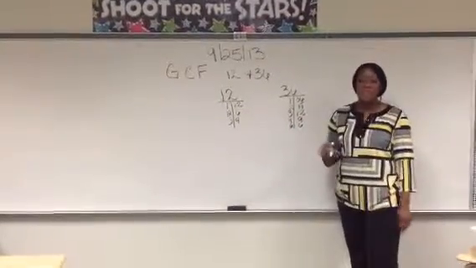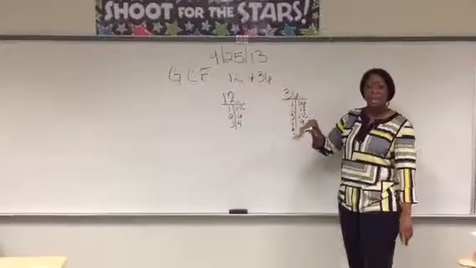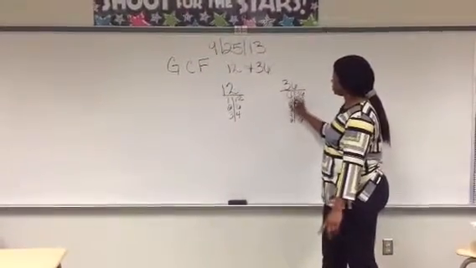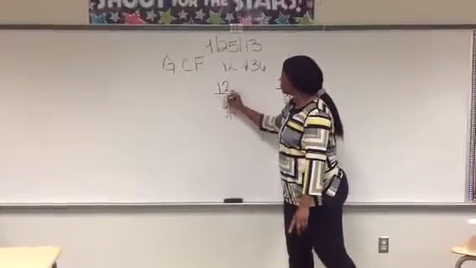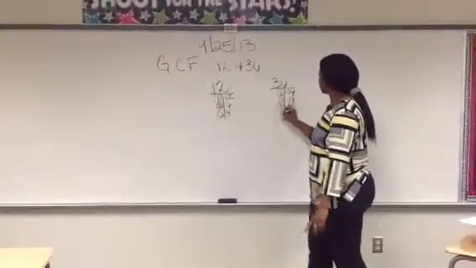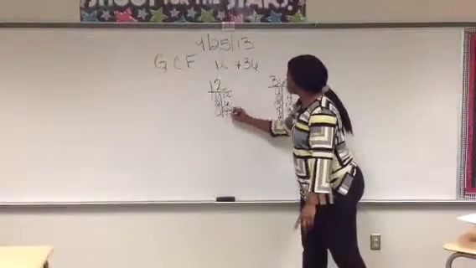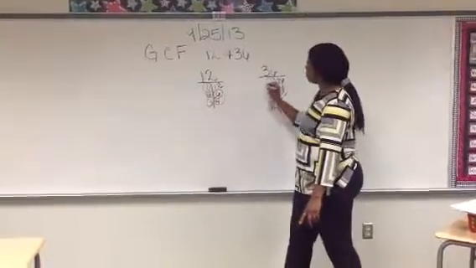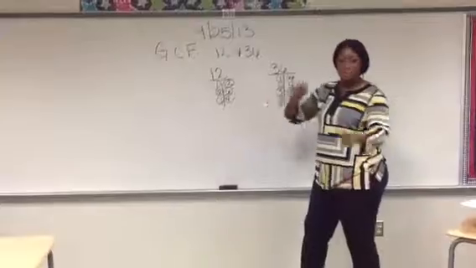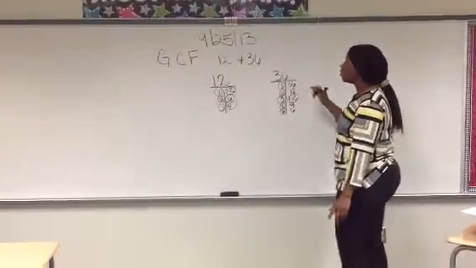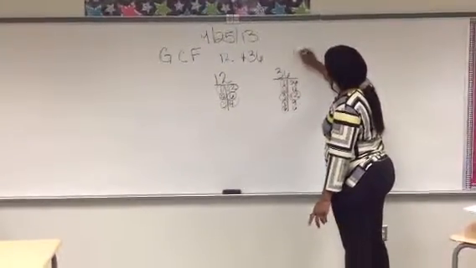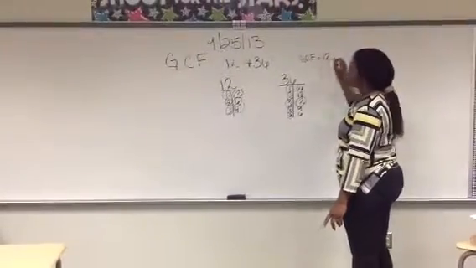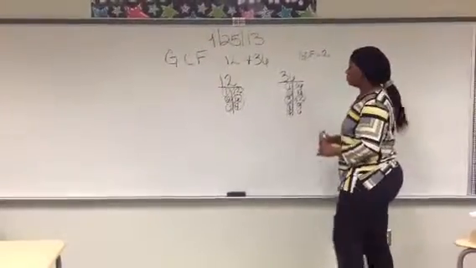So I need to find out which, out of all these numbers, they have in common, which are 1, 2, 3, 4, 6, and 12. The greatest, meaning biggest, number that they have in common is 12. So our GCF is 12. That's one way to do it.